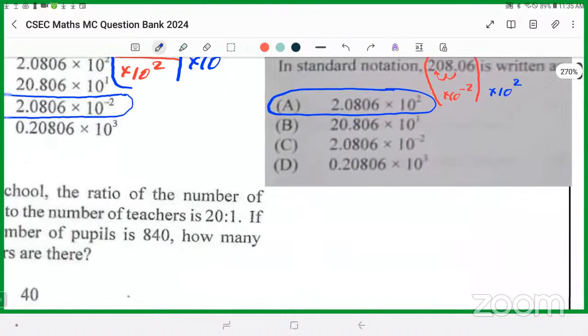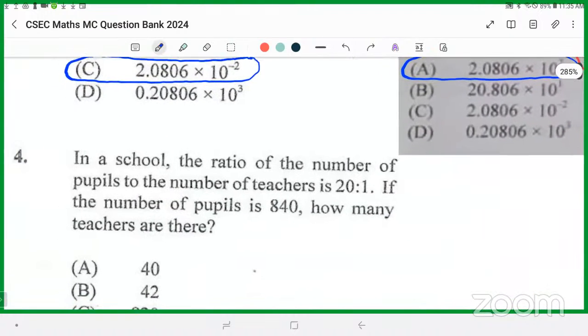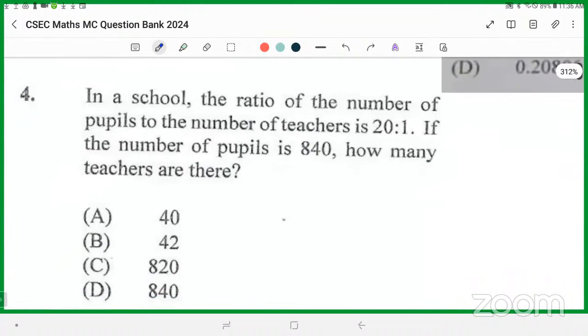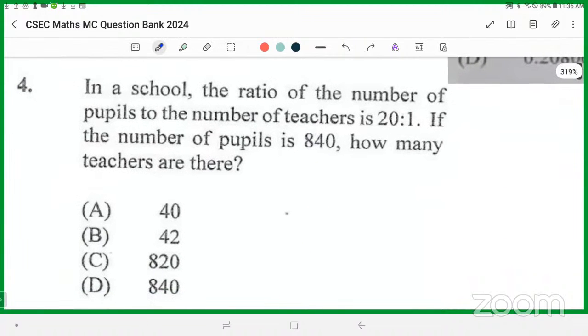All right. This one now is a ratio. It says, in a school, the ratio of the number of pupils to teachers is 20 to 1. There are multiple ways to do this question. They said that the total number of pupils is 840, so we know what the actual for that is. So we have pupils to teachers is 20 to 1, and the actual for the pupils is 840.